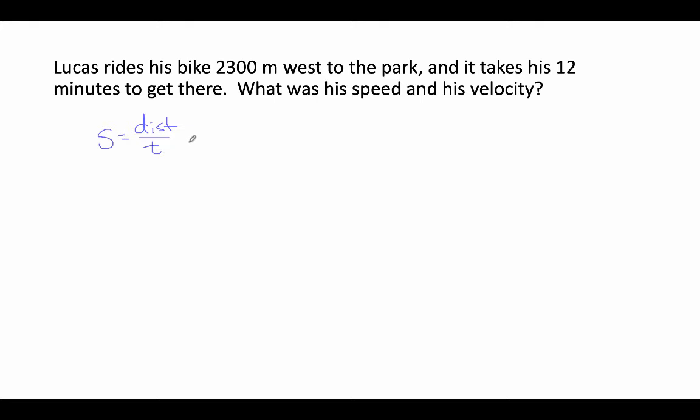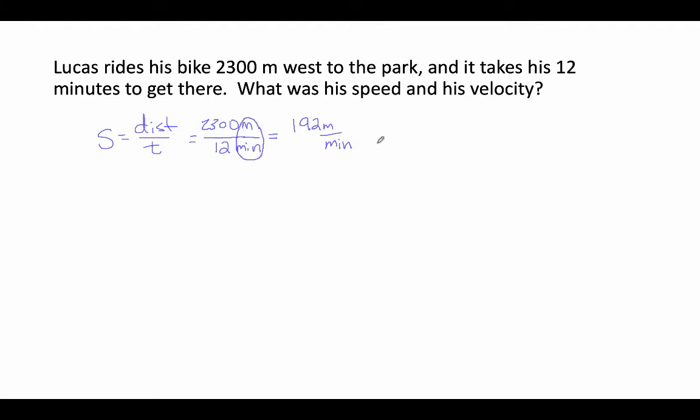So our distance was 2,300 meters. And since it's distance, we don't care that it was west. So this is just 2,300. Now it took him 12 minutes to get there. What was his speed? So now that I've set it up, 2,300 divided by 12 is 191.666. So we'll just write 192 meters per minute. Okay, so our units are right here.